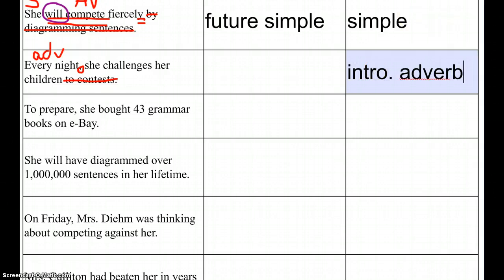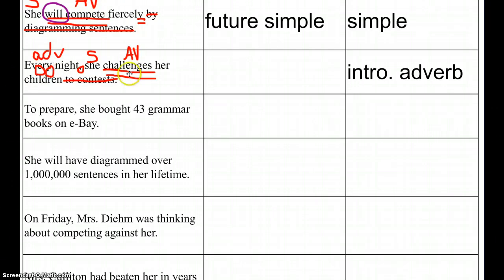So now I want to go back and see if I can find the parts of my sentence. She is the subject. She does what? She challenges. Challenges is an action verb. And I know that after an action verb, I have a direct object. She challenges whom or what? She challenges her children.